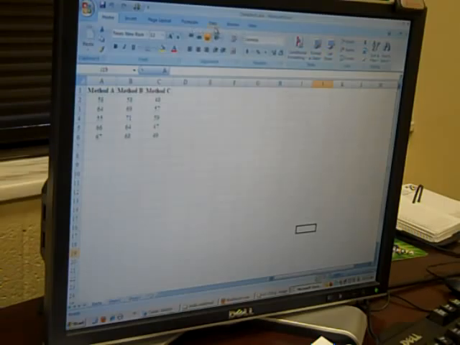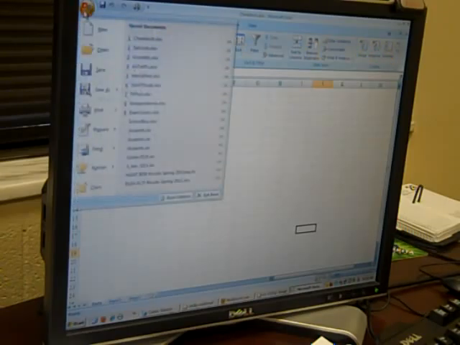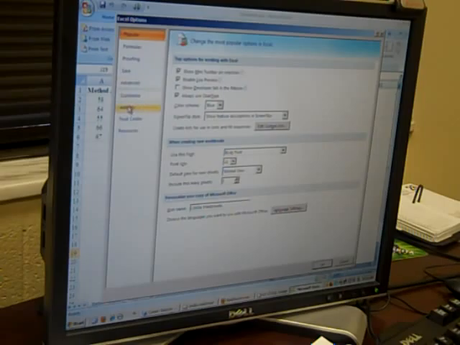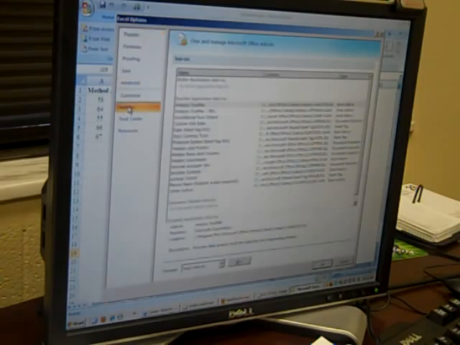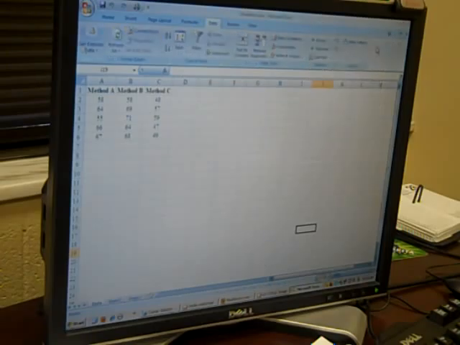And in order to do that, you have to go to data. You have to have data analysis in here. If you don't have it, it's because you haven't installed the add-ins for Excel. So you go to the Excel options, go to add-ins, go to analysis tool pack, and then you have to have analysis tool pack over here and hit OK.